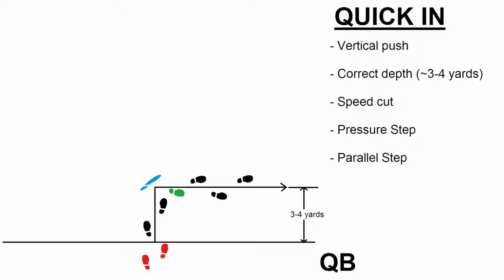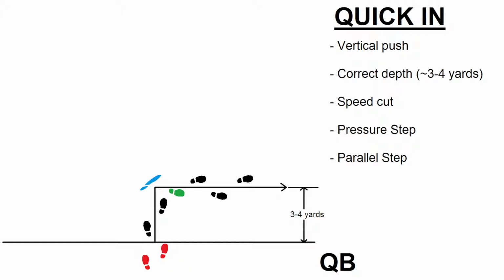Usually here, I would introduce the spot and pivot routes because they work off of the slant, but technically those are double moves, so we'll save those for the end of the video. Let's instead talk about the quick in. Now here all we're doing is pushing up the field about 3 to 4 yards and we'll have a speed cut. By this we mean we're not leaning and sticking like we would on a slant, nor are we breaking down and cutting like a longer route. The name should be intuitive, speed cut.